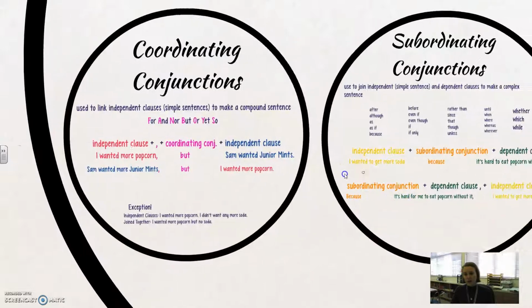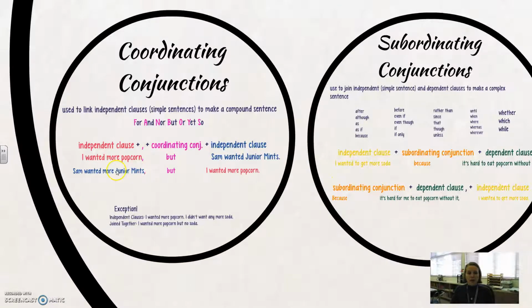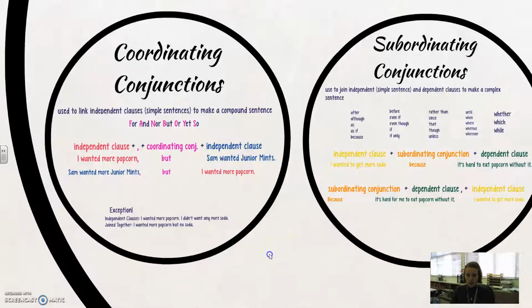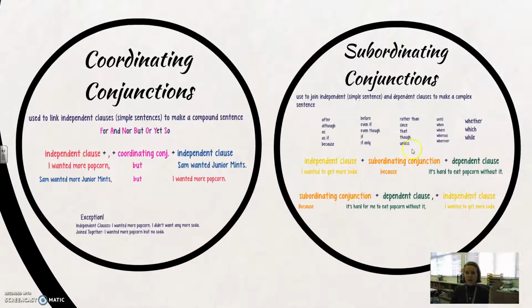unlike the subordinating conjunctions. See, if we switch here, Sam wanted more Junior Mints, I wanted popcorn, we still have the comma. Doesn't matter which way you organize these ones, always going to have the comma. Subordinating conjunctions, if it's the subordinating conjunction and dependent clause first, you need that comma. All right, so that is the difference between coordinating and subordinating.